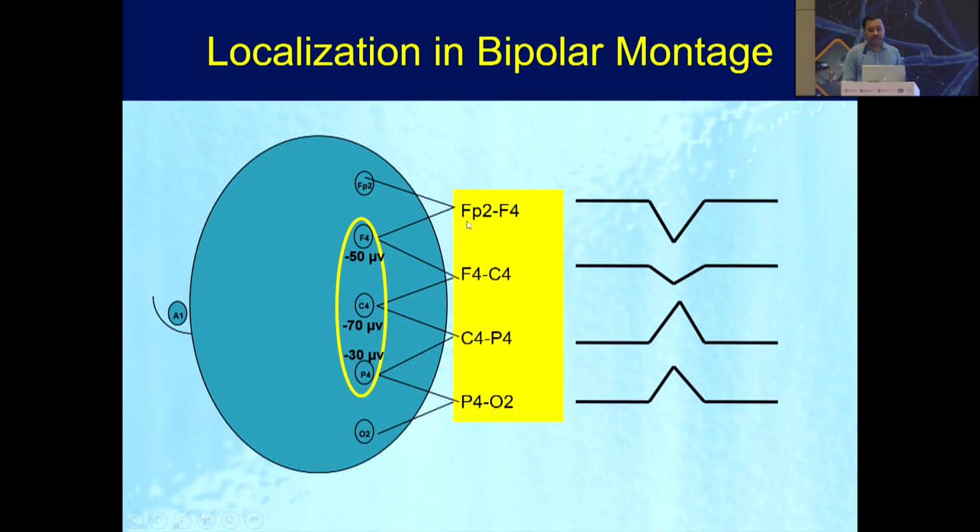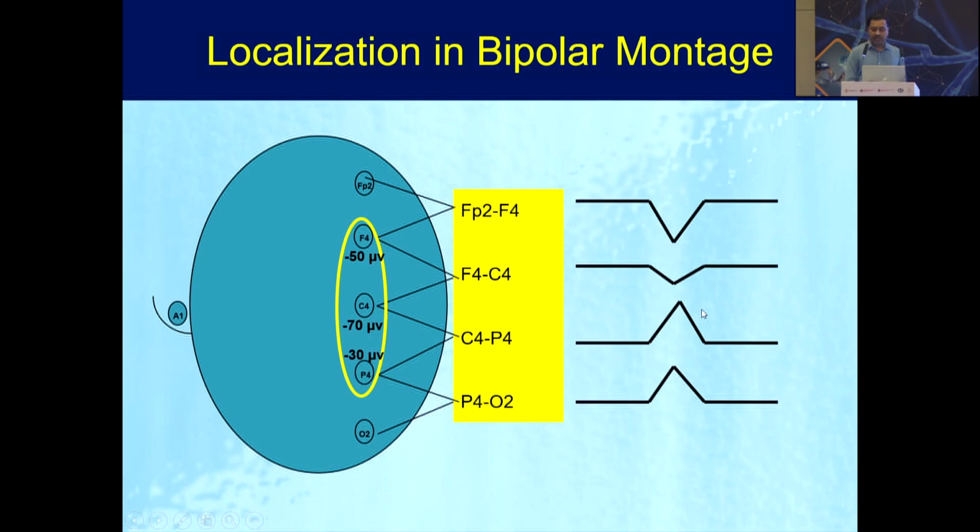So now what will happen in F4? Because F4 is negative, and F2 is not involved, so it's positive. So there is a downward deflection. Here F4 and C4 are both negative, but C4 is more negative as compared to F4, so F4 is relatively positive. So this again will be a downward deflection. C4, P4: because C4 is more negative than P4, that is an upward deflection.